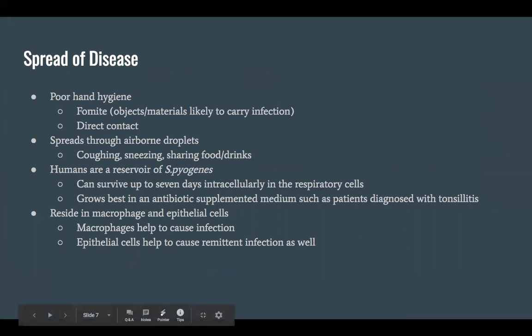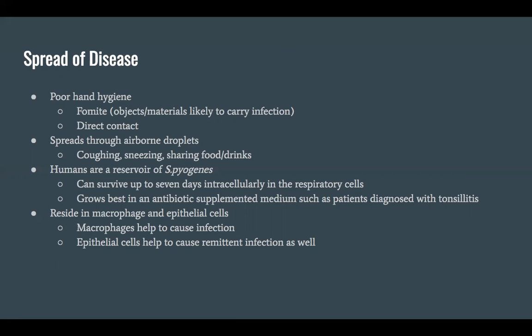So my name's Ariana. I had the spread of disease part. Essentially, if people have poor hygiene, that's going to cause the spread of Streptococcus pyogenes by fomite, which is objects that you would think would harbor the most bacteria, like door handles, just anything that you're touching regularly. Direct contact as well, touching other people with dirty hands is going to cause a spread of it. They're airborne droplets, so coughing, sneezing, and sharing food or drinks is going to increase that spread as well.